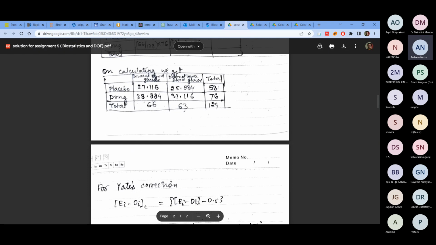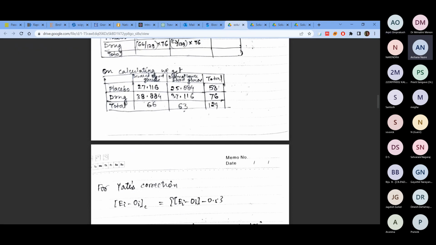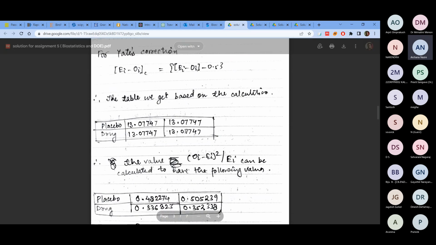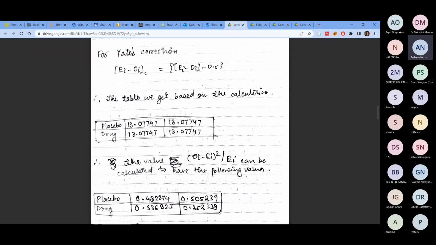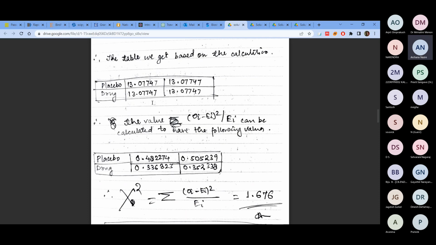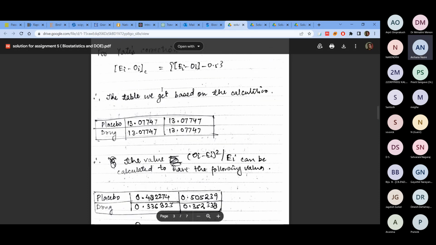Now Yates correction, I was assuming that O minus E you have to do, which you will get minus 4.11, 4.12, 4.12 and 4.11. Yates correction you have to do for each value, or overall you have to do Yates correction? For each value. Each value, right? But then my values are coming different, so I just wanted to check. What are your values? After Yates correction it is coming 4.61, 4.17, 4.17 and 4.61. This is coming 13.07747. I don't know what mistake.